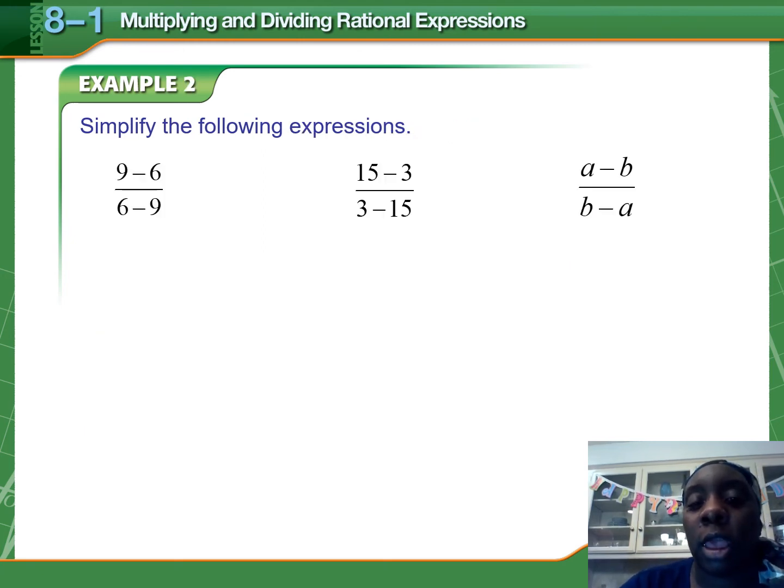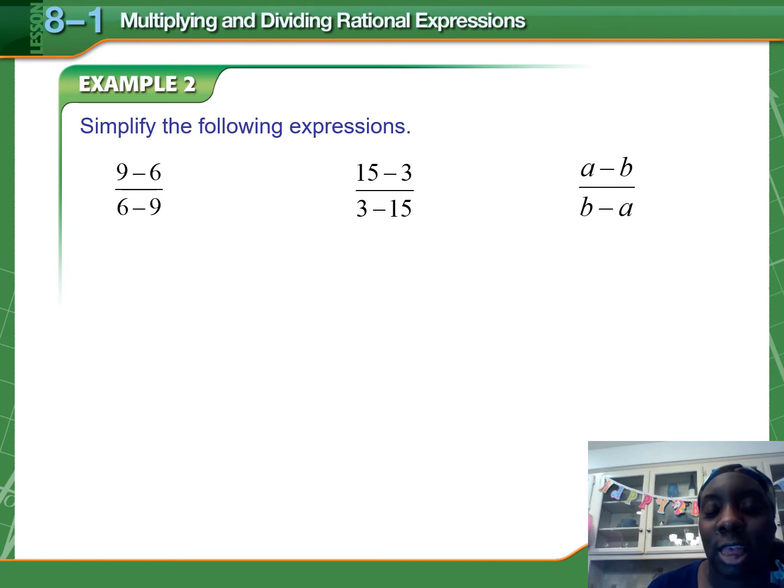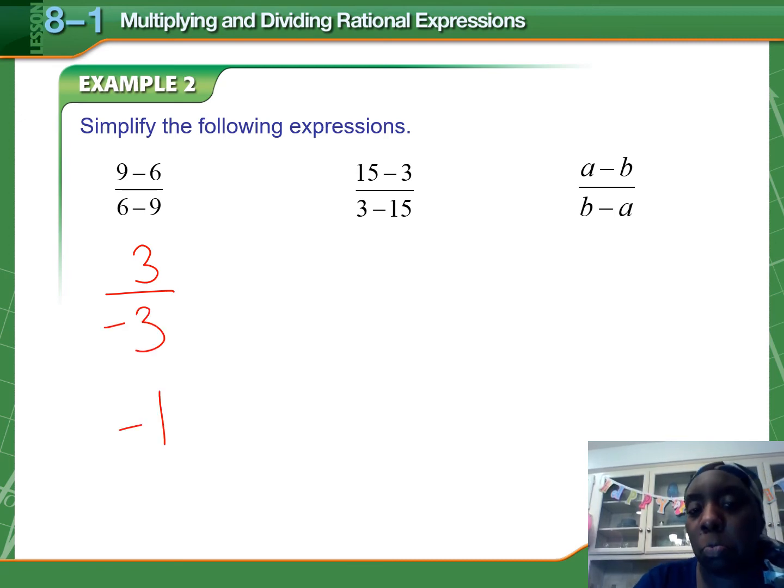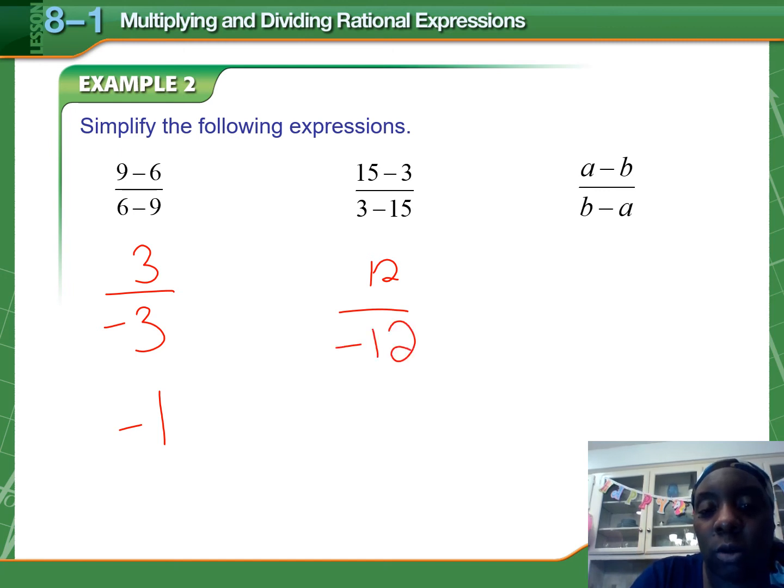Next. All right, so here is a rule that we can use in math to make simplifying easier. Let's talk about how this rule comes about. I have 9 minus 6 and 6 minus 9. Let's just do those in our head to see what happens. 9 minus 6 is 3, and 6 minus 9 is negative 3. Well, what does that simplify to? A negative 1. Okay, let's go to the next one. 15 minus 3 is 12. 3 minus 15 is negative 12. Another negative 1.